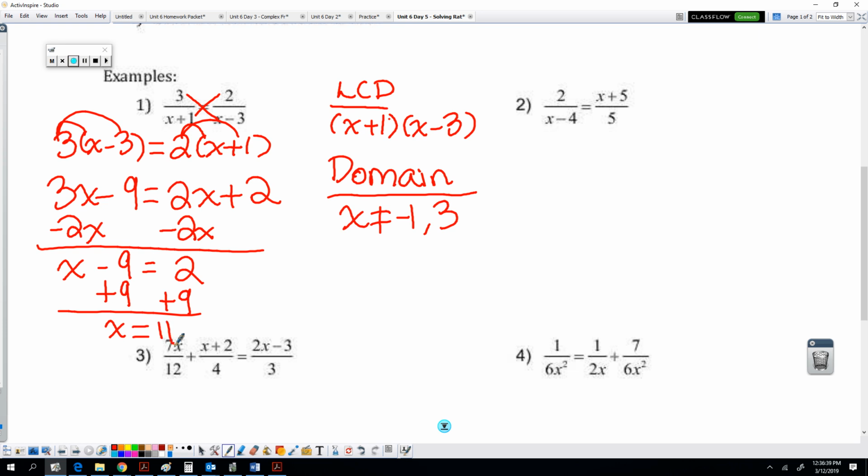So now what we're going to do is check those values in the domain. My domain said x cannot equal negative 1 and 3. Does 11 appear in my domain? It does not. So 11 is a solution.